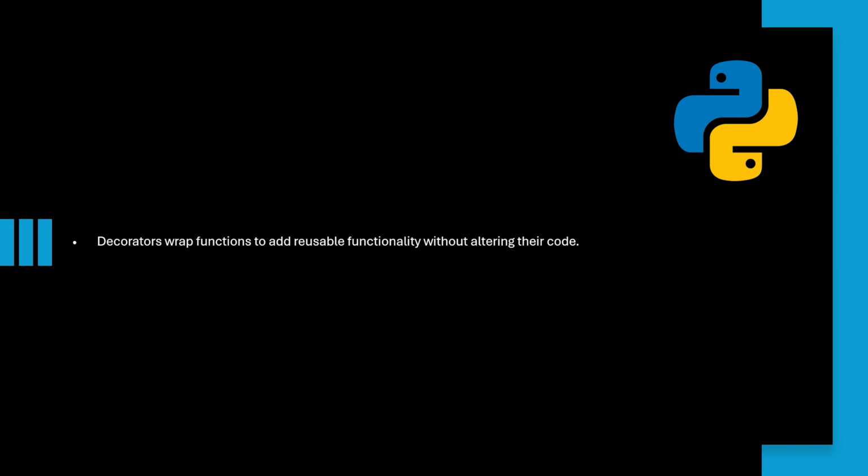Decorators wrap functions to add reusable functionality without altering their code. Think of it like wrapping a gift. The original function is the gift, and the decorator adds a fancy wrapper like logging or timing without changing what's inside.